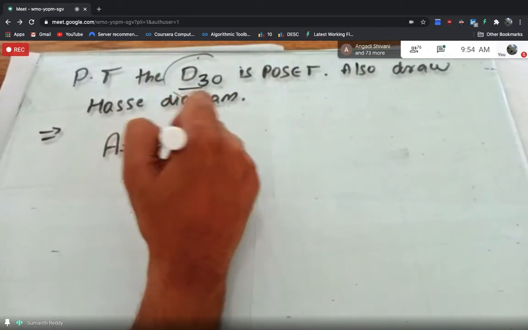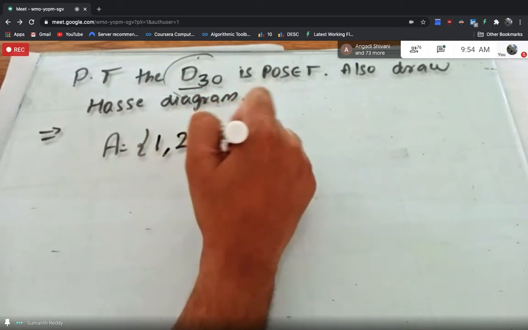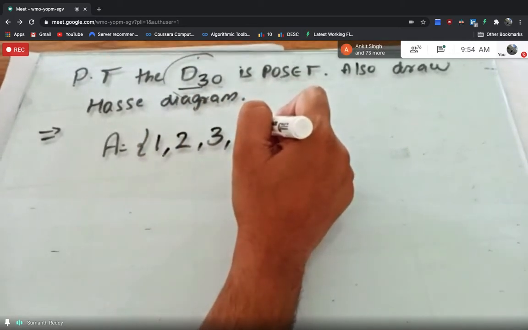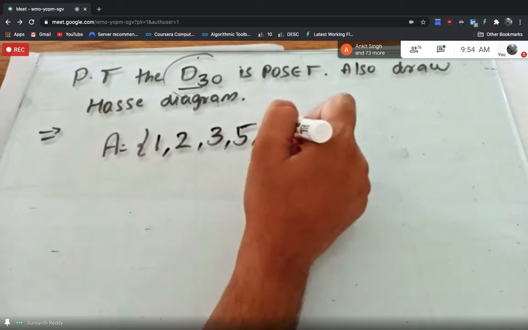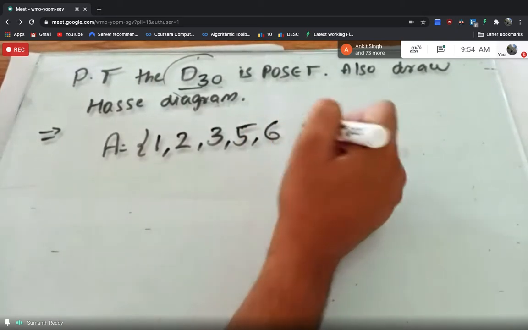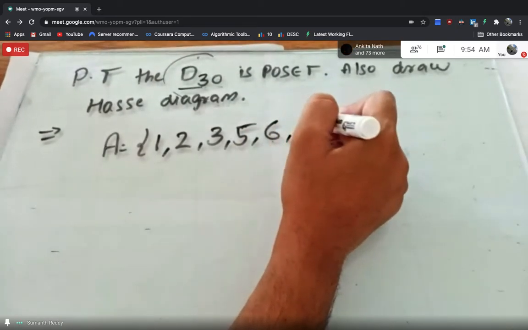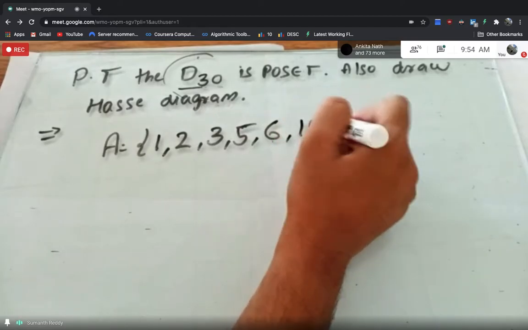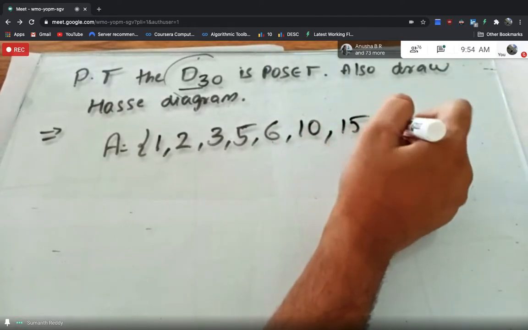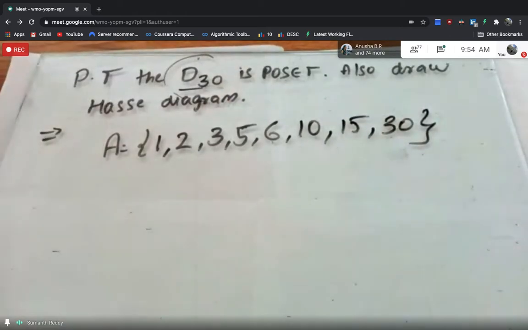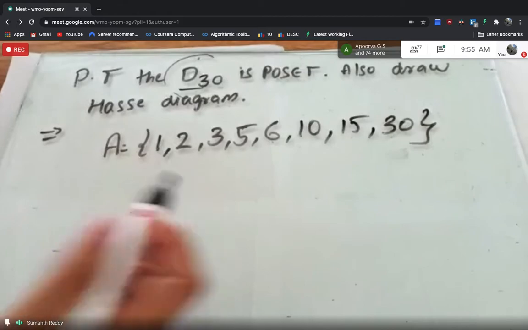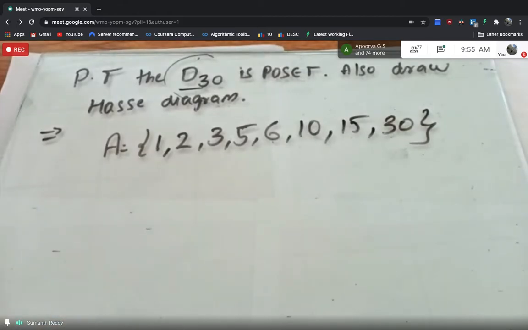So the numbers will be 1, 2, 3, 4. I cannot include 4, 5, 6... yes, 6 we can include. Then 10, 15, 30. So I think I have not left anything. Now after this, you need to write the Hasse diagram for this.